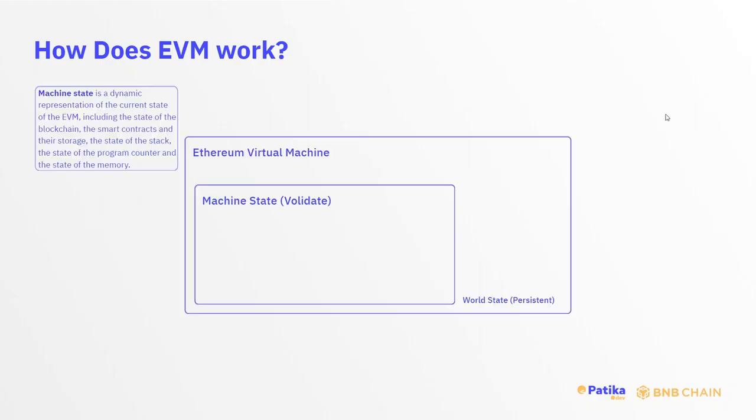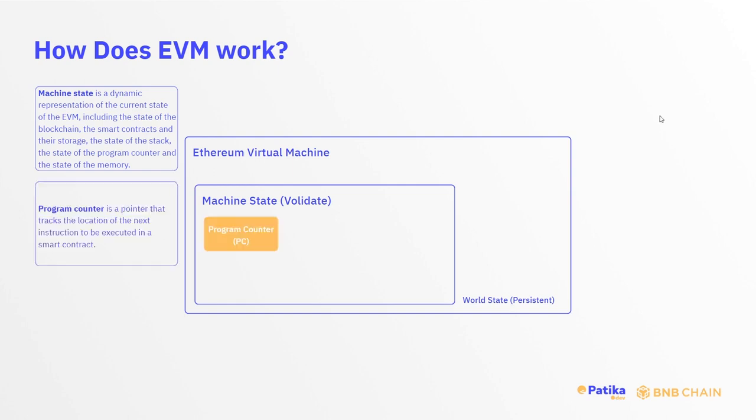And in this machine, we have a machine state, which is a dynamic representation of the current state of the Ethereum Virtual Machine, including the state of the blockchain, the smart contracts and their storage, the state of the stack, the state of the program counter, and the state of the memory. So let us see them one by one. Program counter is a pointer that tracks the location of the next instruction to be executed in a smart contract.